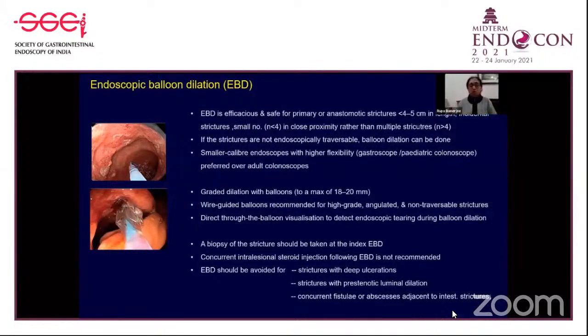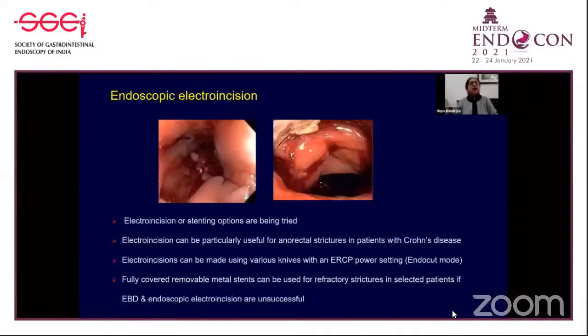What we should do as a routine is that a biopsy of the stricture should always be taken at the index balloon dilatation. Concurrent intralesional steroid injection is now generally not recommended. Also, balloon dilatation should be avoided for strictures with deep ulcerations, strictures with pre-stenotic luminal dilatation, or concurrent fistula or abscesses adjacent to the intestinal strictures.